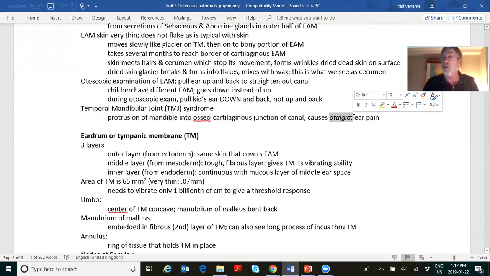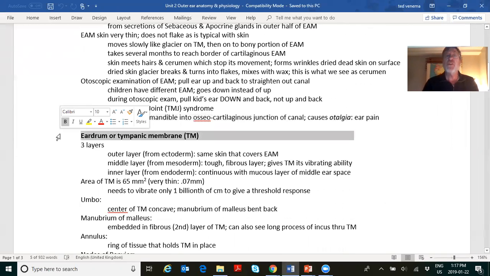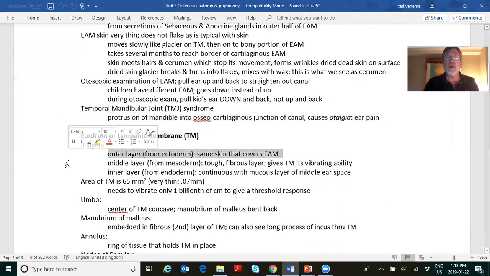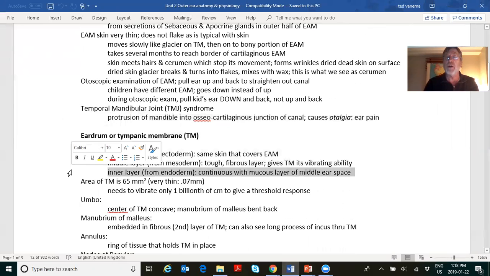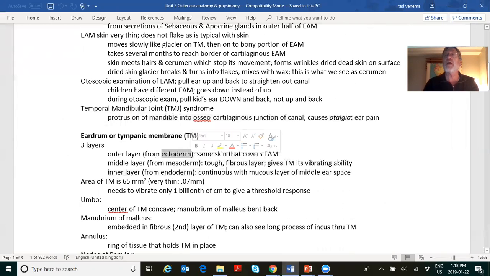Oto, ear; algia, pain. The eardrum has 3 layers. It's called the tympanic membrane. 3 layers, an outer layer, a middle layer, and an inner layer. And look at where they come from. The 3 original layers of tissue in the embryo that is just forming in the mother after conception.